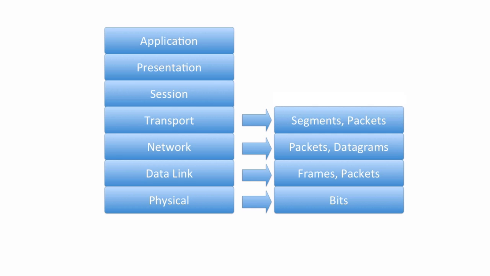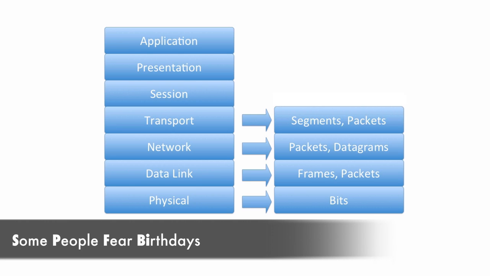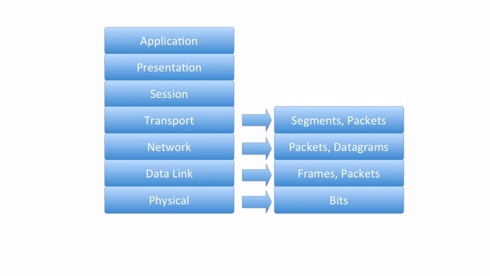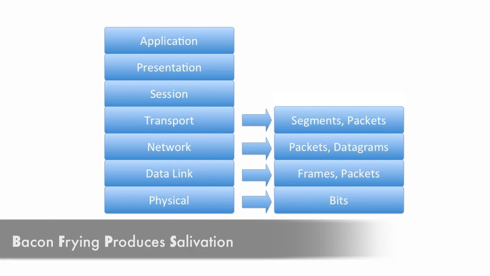And as a memory aid for you, you can remember this acrostic going from the top down. Some people fear birthdays. The S in some reminding us of the S in segment, the P in people reminding us of the P in packets, and so on. That's going top down. Another acrostic, if you prefer to go from the bottom up, is bacon frying produces salivation. That gives you quite a visual, doesn't it? A couple of memory aids for you to remember the protocol data units at different layers of the OSI stack.